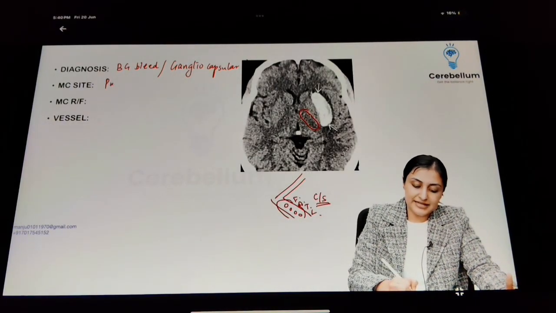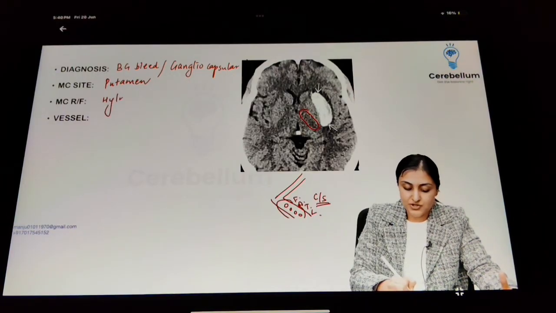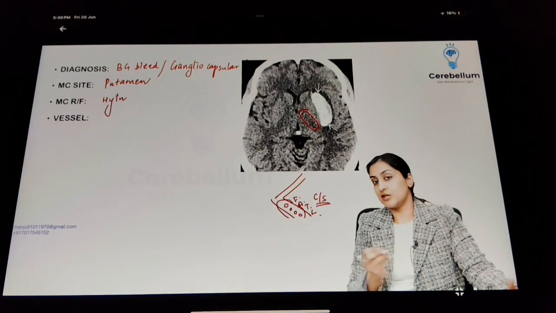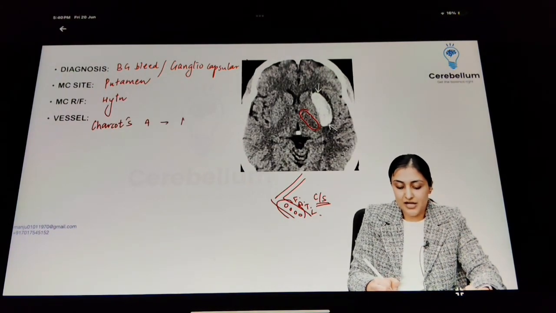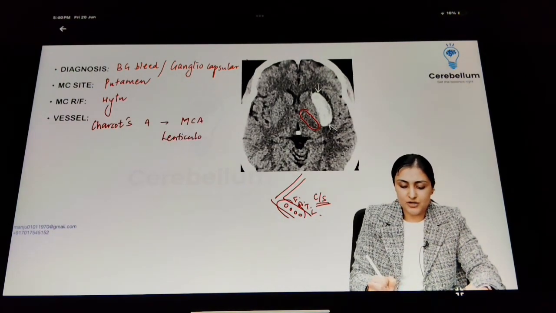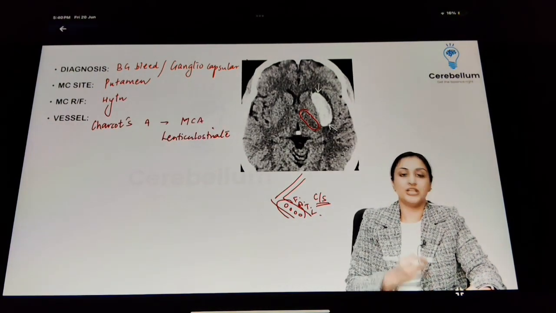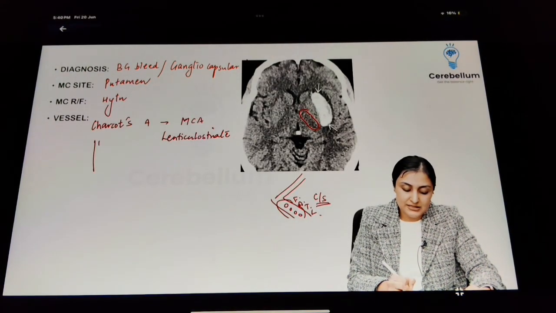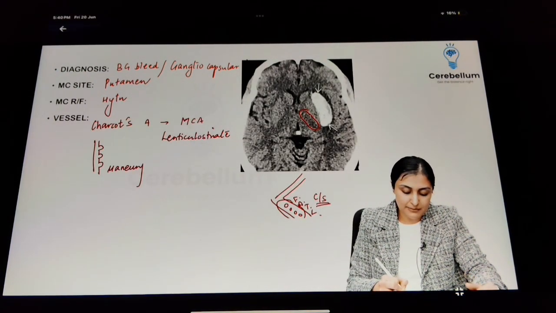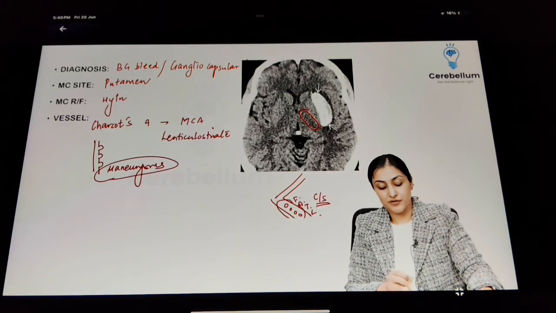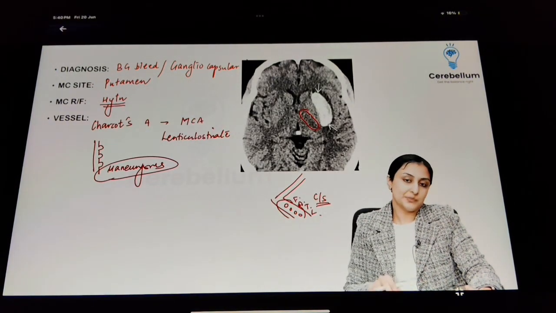And the most common site is putamen here, and this tends to affect patients who have hypertension. So the most common site of hypertensive bleed is the putamen, and the vessel is called as the Charcot's artery. The Charcot's artery is a branch of MCA. It is the lenticulostriate branch of MCA that supplies this part of the brain, and that can rupture here. So what happens is this artery has these small Charcot-Bouchard aneurysms. So Charcot artery, Charcot aneurysm. So these are microaneurysms which form, and they tend to rupture if there is a spike in the hypertension. So that is what is very, very important for putaminal bleed.